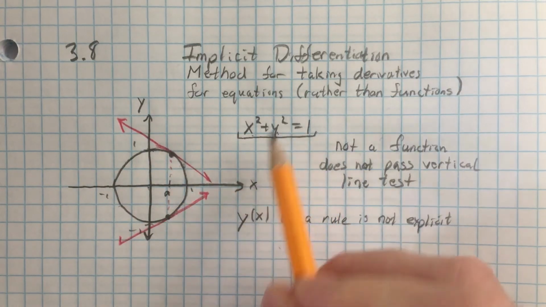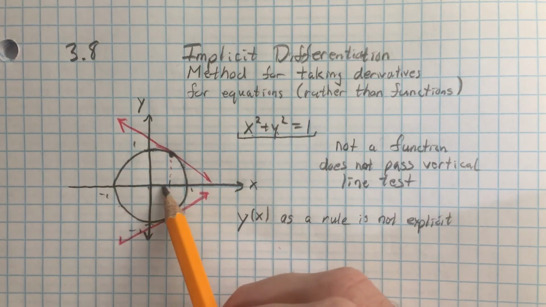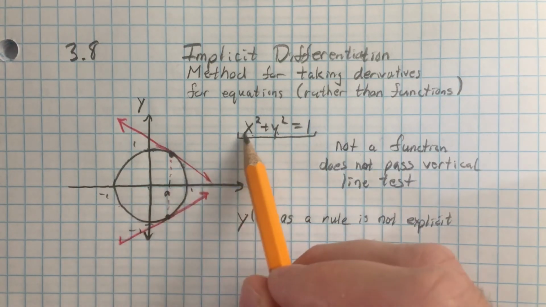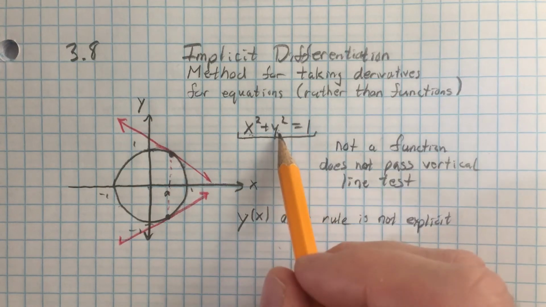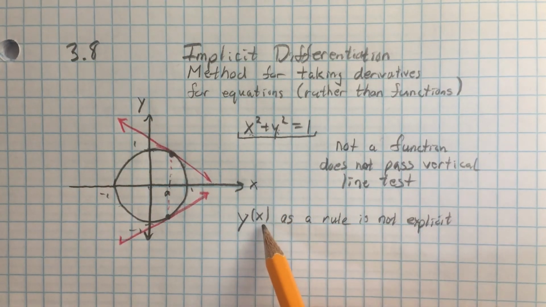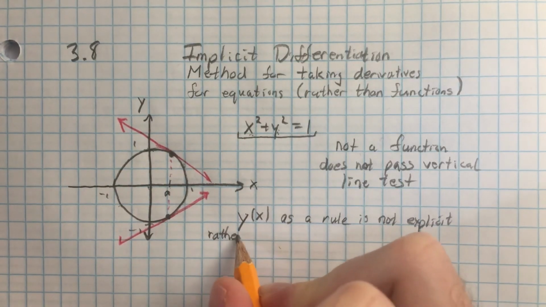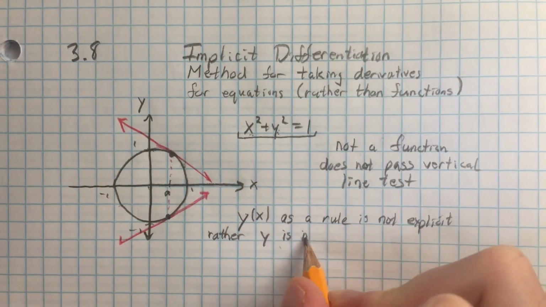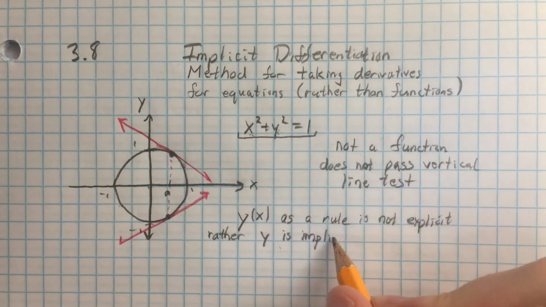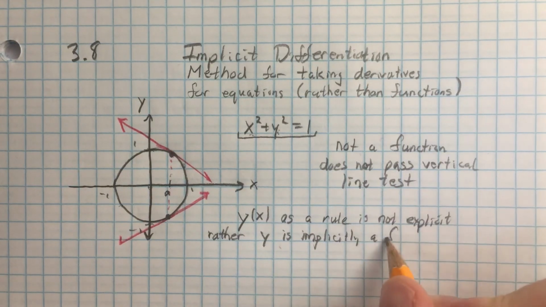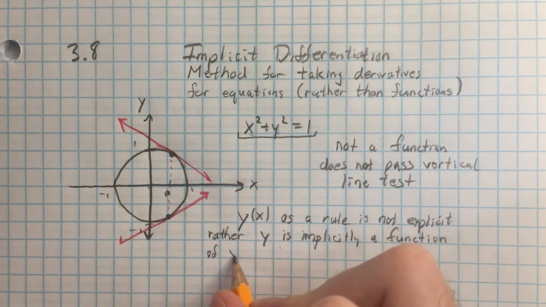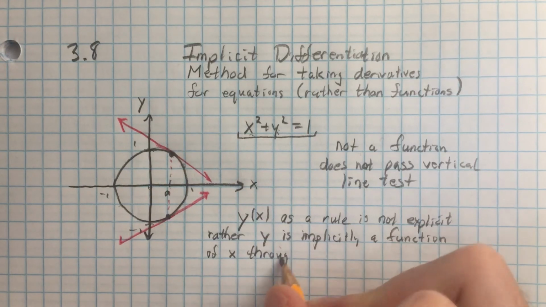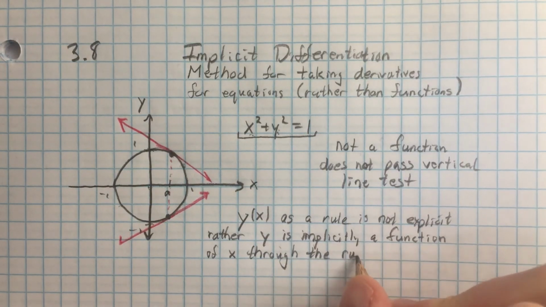Nevertheless, if we want to treat y as the dependent, we can, because again, we see if we take any particular x value that's legitimate here, and we plug it in, we would have y equaling something specific because we selected an x value. So therefore, y is dependent upon x. But we don't see y of x, right, as a rule explicitly stated. Rather, y is implicitly a function of x through this equation. And that's why this will be called implicit differentiation. Through the rule of the equation.